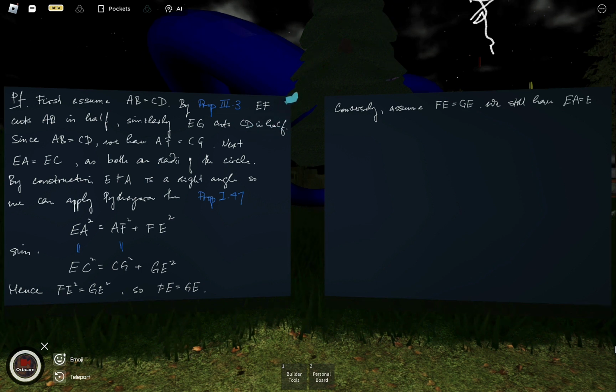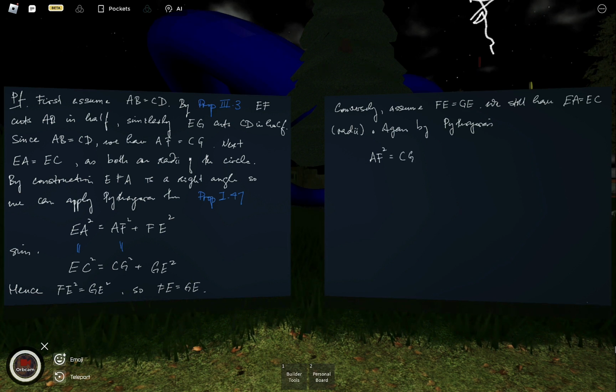EA is equal to EC because these are just radii. And the radius doesn't depend on the respective lengths of AC, AB, and CD, right? So then we can apply Pythagoras again. So again, by Pythagoras, we get AF squared is equal to CG squared.